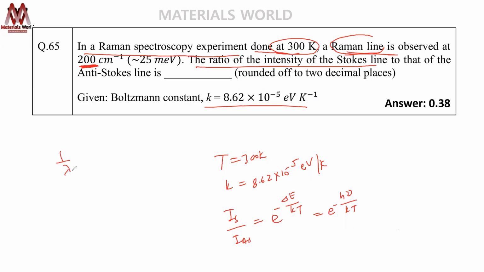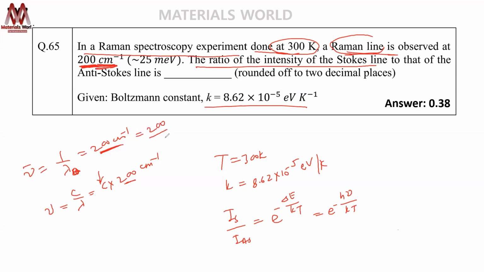So Raman line is observed at 200 centimeter inverse. That means 1 by lambda for Stokes is given as 200 centimeter inverse. So what will you say? nu by c is 200 centimeter inverse. This is in centimeter inverse. If you're using c in meter, then this must be in meter. You got my point? So you can calculate nu. 200 centimeter inverse is your wave number. Raman is observed at this much wave number.